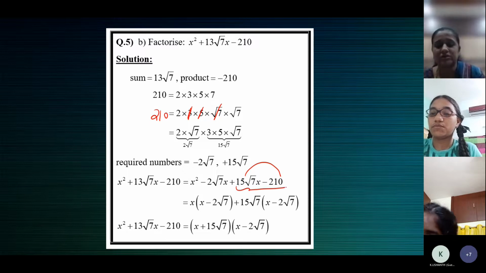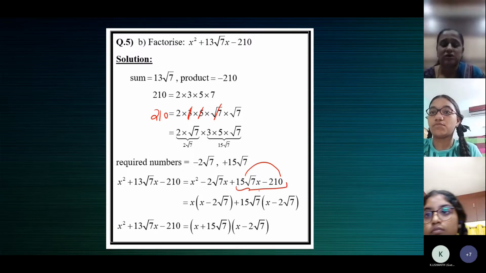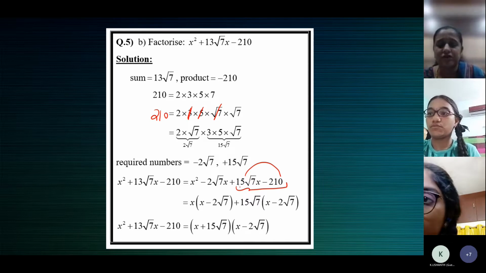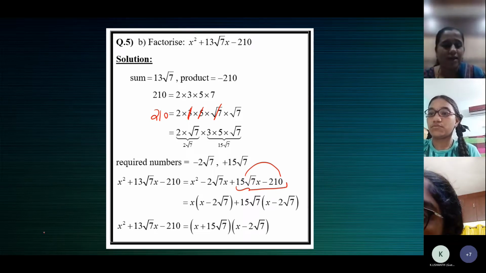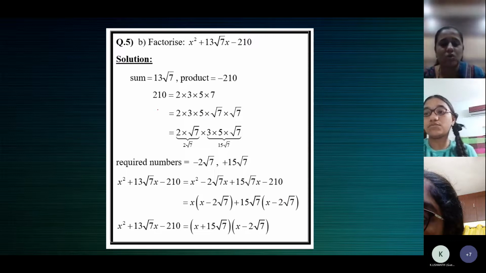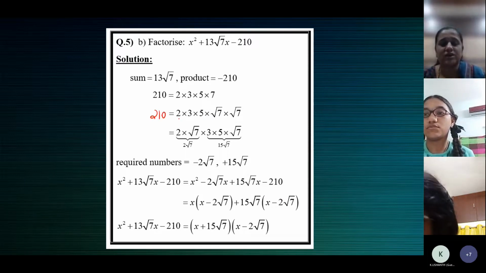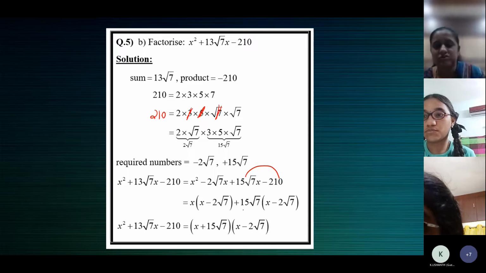Between these two, between the third and the fourth term, you need to find the HCF of 15 root 7 and 210. Go back to the factors of 210. What is 210 made up of? It's made up of 2, 3, 5, root 7 and root 7. Now, the HCF of 15 root 7 and 210 is what we're trying to find. See here, 5 3s are 15 root 7. 210 is made up of 15 root 7. So 15 root 7 is the HCF.